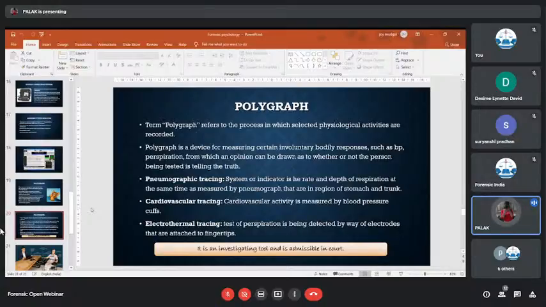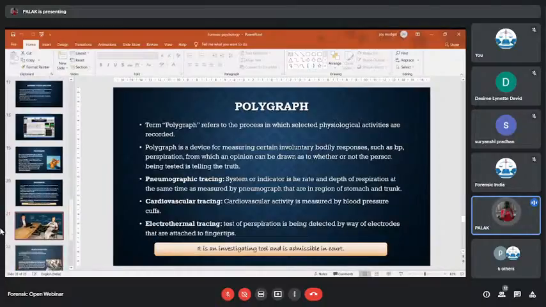Pneumographic tracing is the indicator of the rate and depth of respiration, as measured by pneumographs that are placed in the region of the stomach or trunk. Next is cardiovascular tracing, and it is measured by blood pressure cuffs. And electrodermal tracing is the test of perspiration through the fingertips. It is an investigating tool and it is also admissible in court.